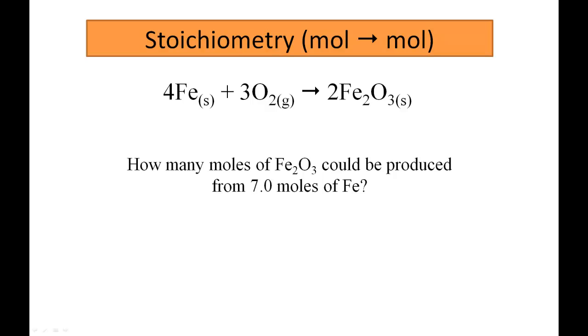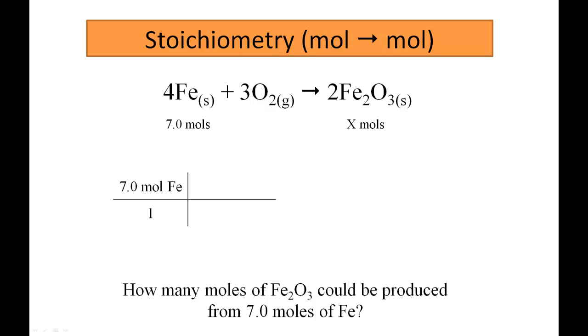Of course, you're going to need to know dimensional analysis once again. If you have trouble with dimensional analysis still, please go see my previous podcast dealing with that topic. How many moles of Fe2O3 could be produced from 7 moles of Fe? We're going to assume we have as much oxygen as we need to produce the Fe2O3.